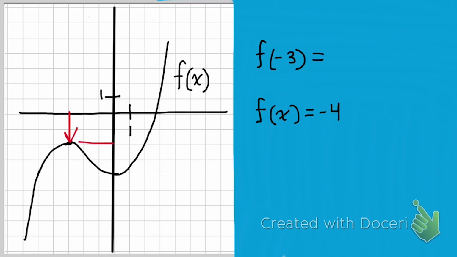And when I look at the y value, I see that the y value there is negative 2. And we can see what my scale is. My lattice points are all 1 unit. So f of negative 3 is negative 2.